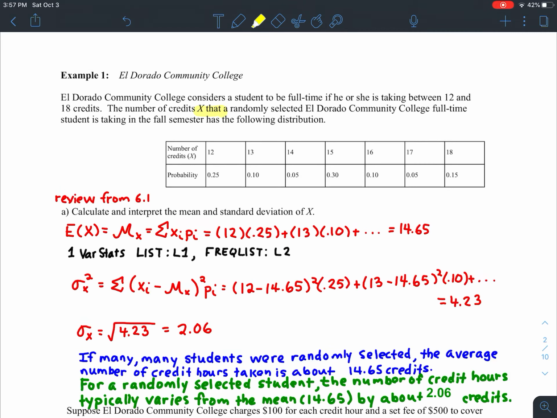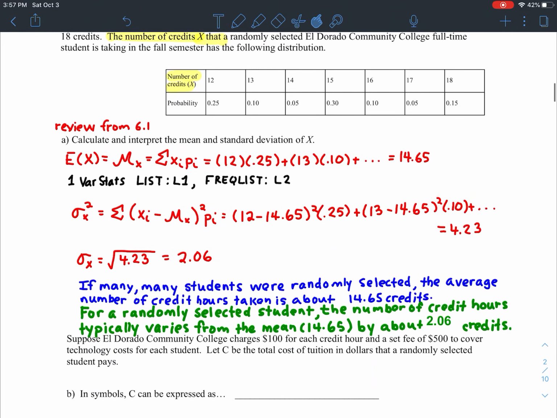Okay, so we're going to start with an example that we actually had talked about in the last section, and that was looking at El Dorado College. They were looking at students who are taking between 12 and 18 credits. We were letting X be our random variable, which was the number of credits that a randomly selected student would be taking at El Dorado Community College. And you can see the probability associated with the number of credits taken here.